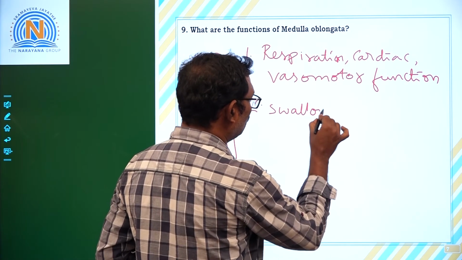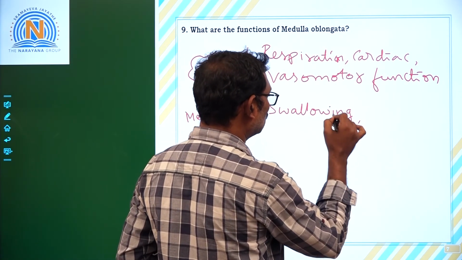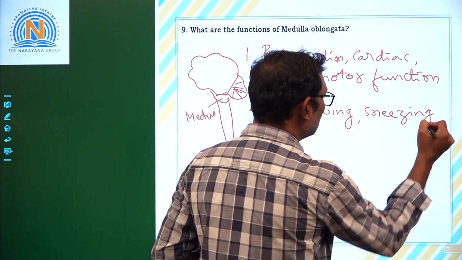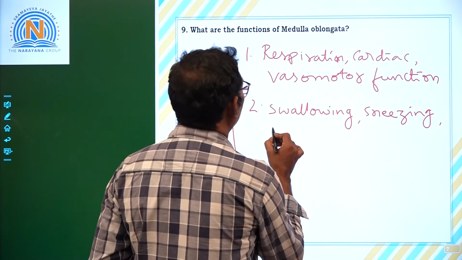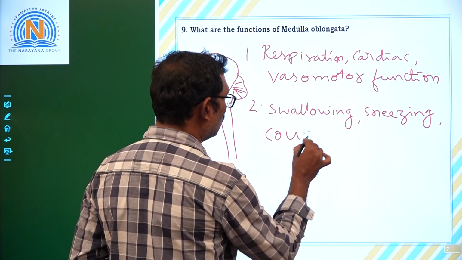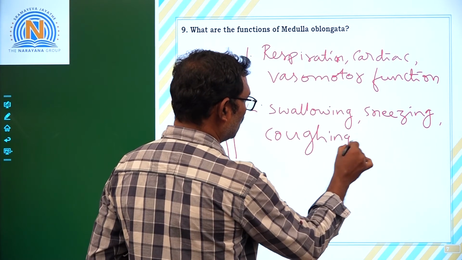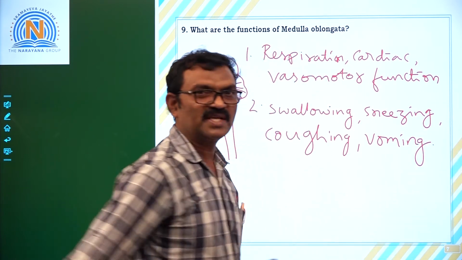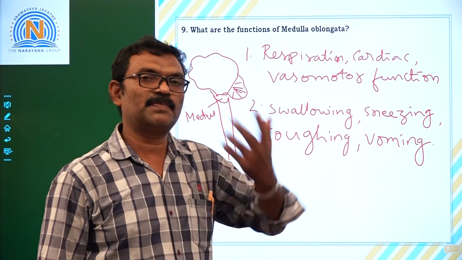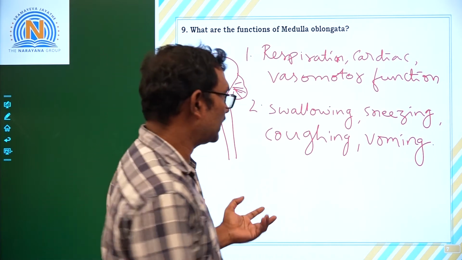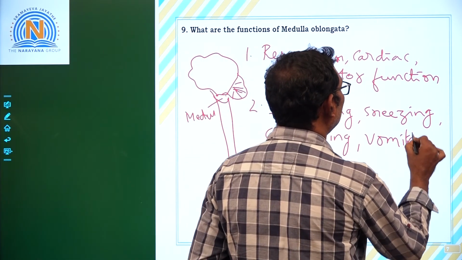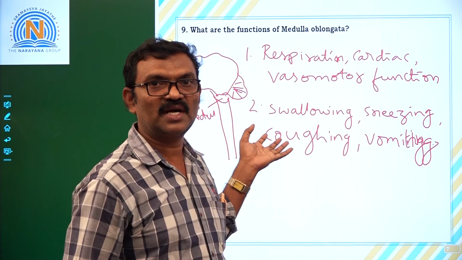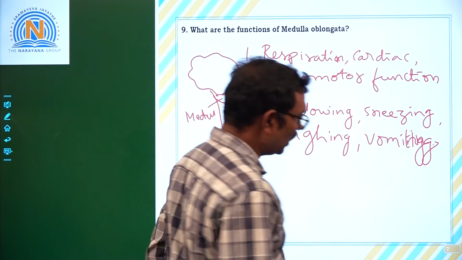The medulla oblongata coordinates some reflexes like swallowing. After chewing food, what will you do? You will swallow it. Sneezing. Sometimes we get sneezing, especially in winter season. People also get cough. Coughing, and also vomiting. Some people, when they eat poisonous food, get vomiting. Otherwise, some people, because of some illness, also get vomiting. Yes, these are the different reflexes which are coordinated by our medulla oblongata.